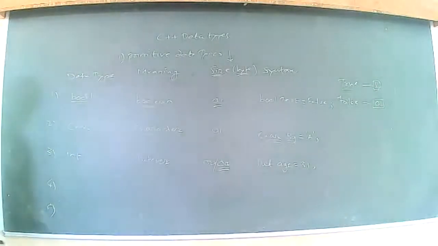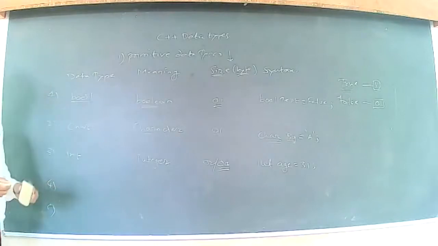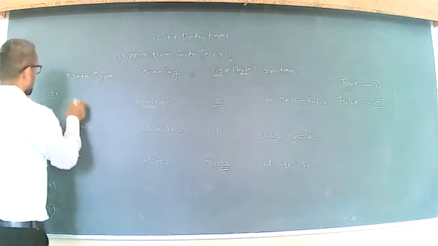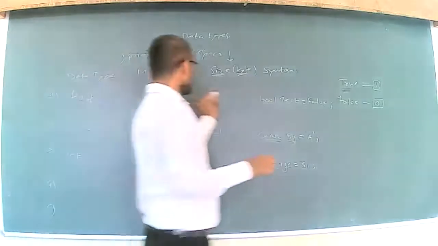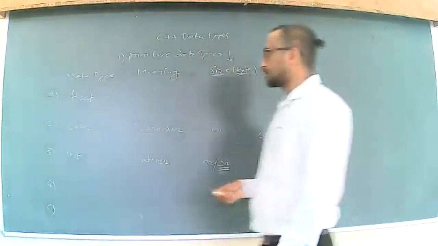So this is the third data type. Then next there is the fourth data type, after integer. The fourth one is float.